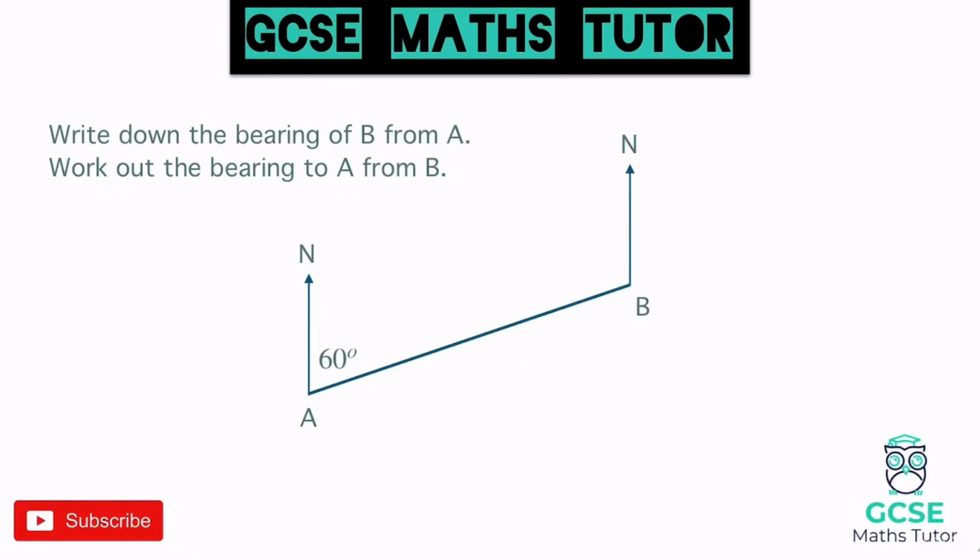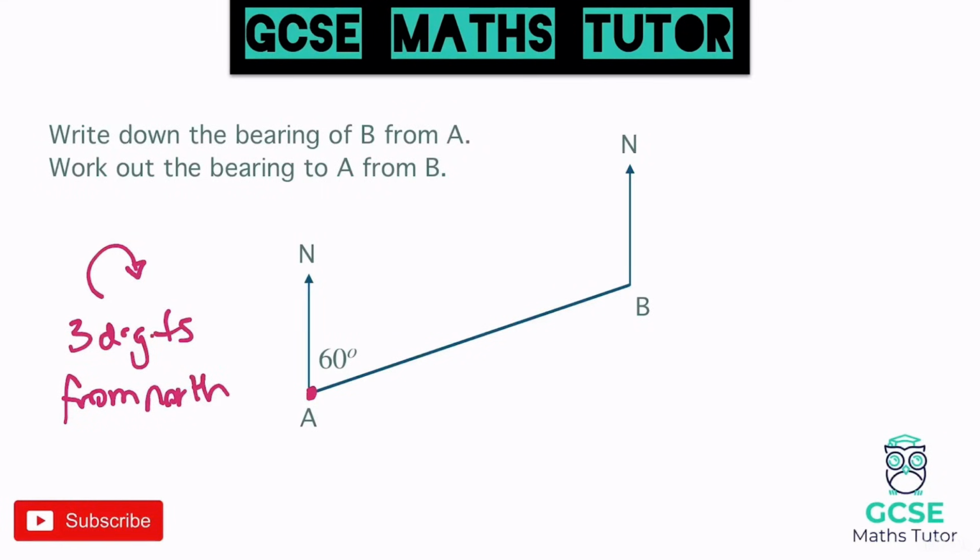Here we go, working out some bearings. So write down the bearing of B from A. So if I'm at B and I want to go from A, then I'm standing over here at point A. Now there's 3 rules for bearings. They're always measured in a clockwise direction. There's always 3 digits. I always measure it from north. Okay, so they are my 3 bearing rules.